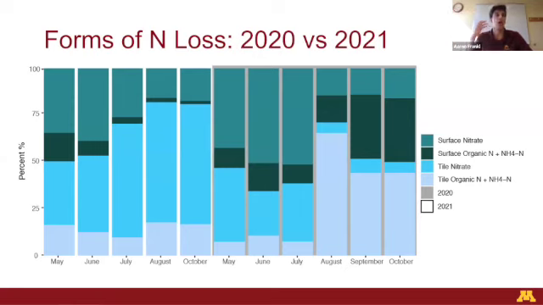And so that makes sense. We're leaching a lot from the soil profile when we do have those high precipitation events. Then we get to 2021, and the surface nitrate is actually a much bigger proportion of our losses because we had lower precipitation, and so not much is getting into our tile lines. And then that picks up a little bit more. We have a little bit more in August, September, and October once again, and that's when our precipitation increased substantially.